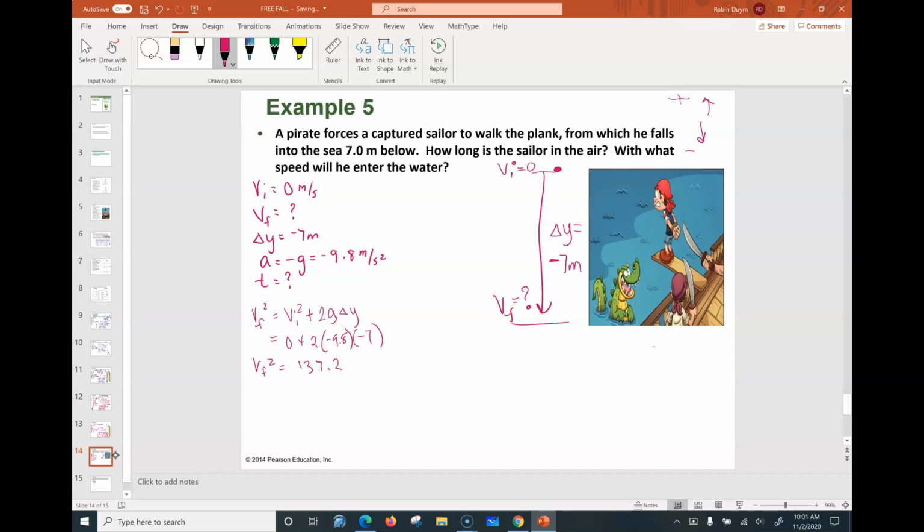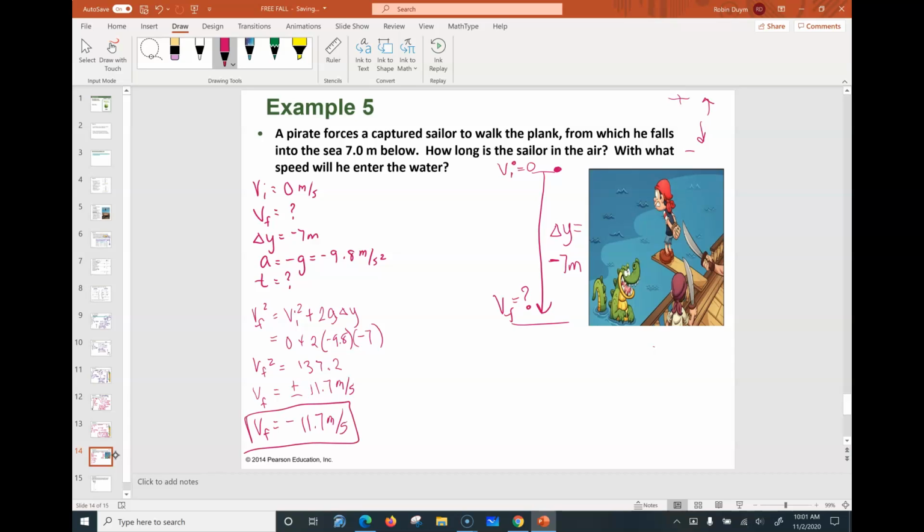So now we have to take the square root of both sides. Now remember, like we did before, it's plus or minus 11.7 meters per second. Think to yourself, which direction is he moving? He's moving down. So my actual answer for my VF, my final velocity right before he hits the water, is going to be a negative 11.7 meters per second.